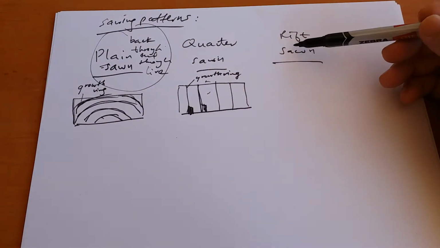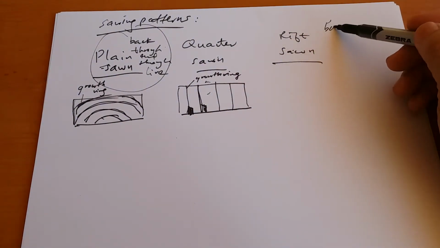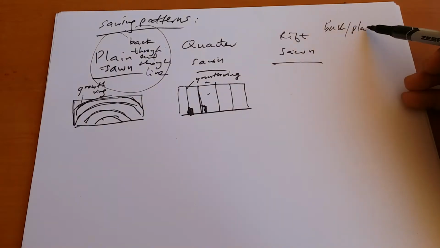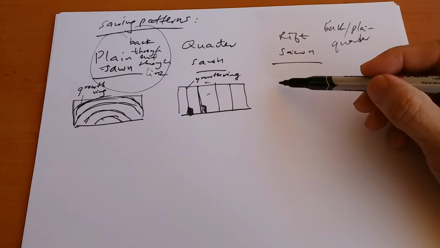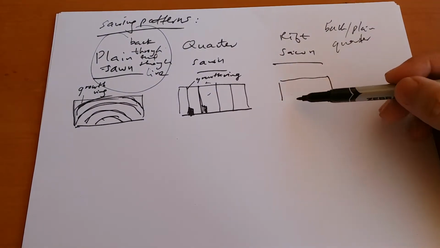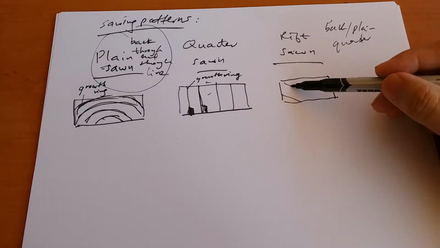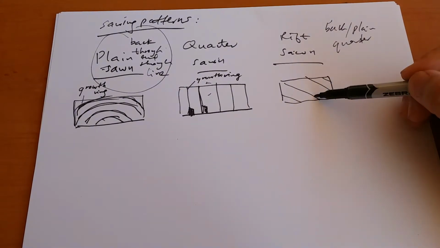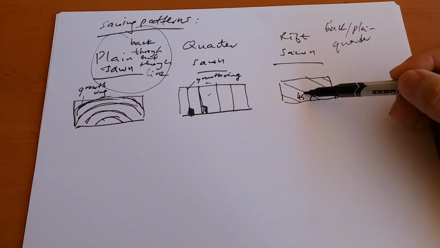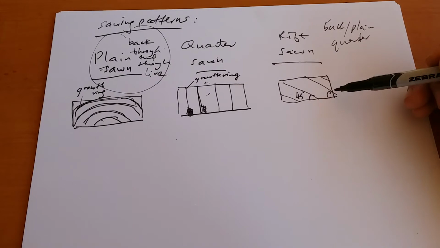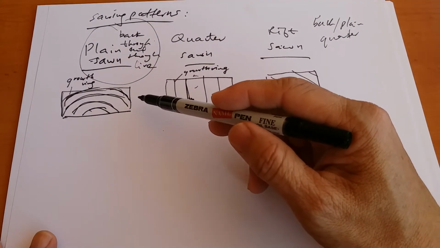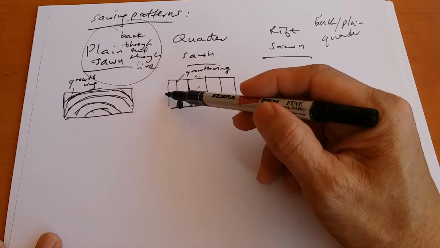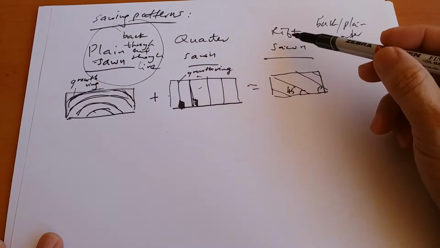Rift sawn actually is a mixture between back sawn or plain sawn and quarter sawn. If you look at the cross section, it will be at 45 degrees, a mixture between the plain and quarter. You mix them up, you have rift-sawn.